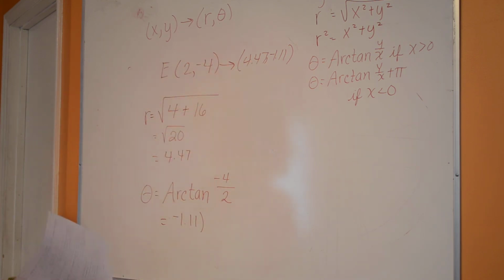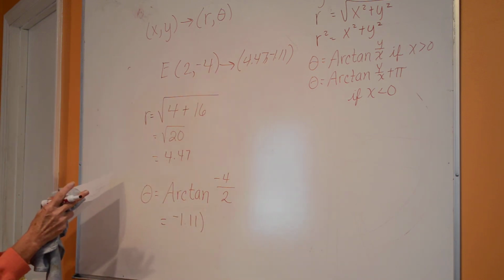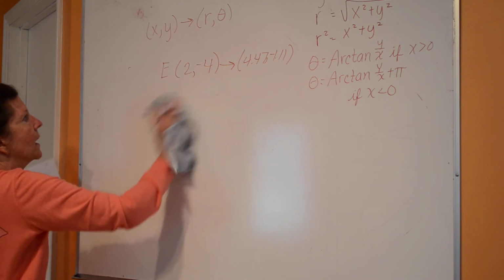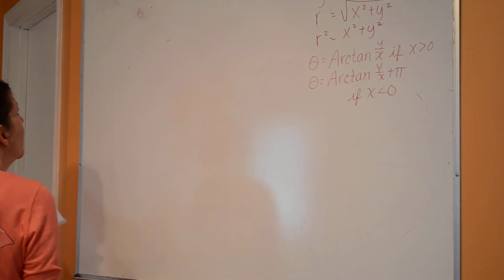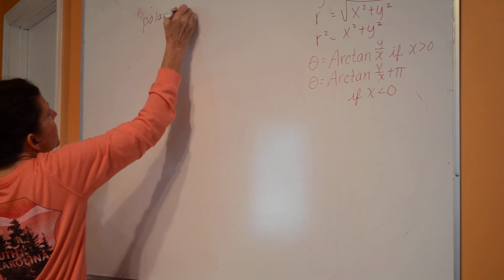All right, the third thing we're going to talk about is equations. Up to this point, we've just talked about points, how to convert points back and forth. Now we're going to work with the equations, converting them back and forth. So we're going to start with polar to rectangular.